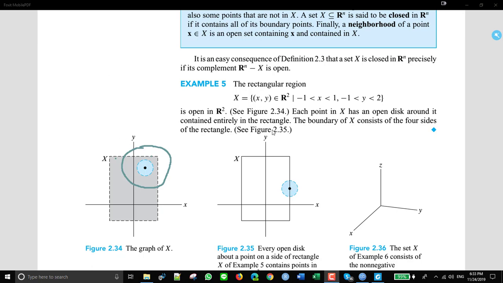So we won't call this set open, because, of course, if I choose this point, yes, I can do it, but it has to be true for every point. It's not true for every point. It's not true for this point. There's no open circle around this point that is entirely contained within X. So this set X is not open, but this set X is open. So that's what they're saying here.